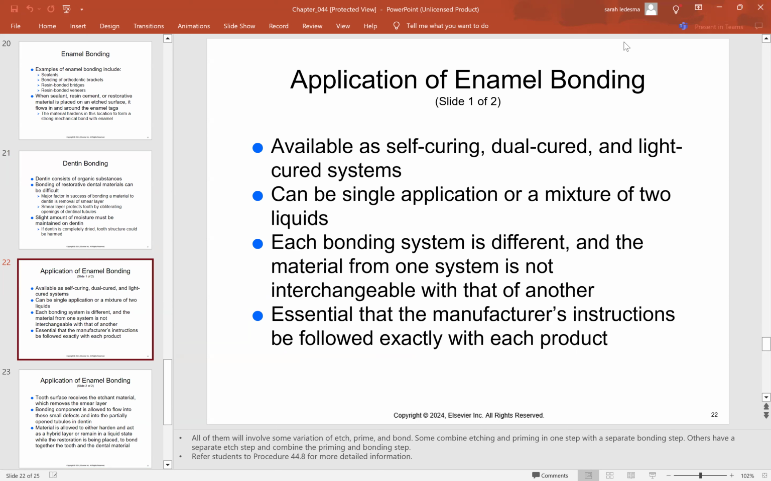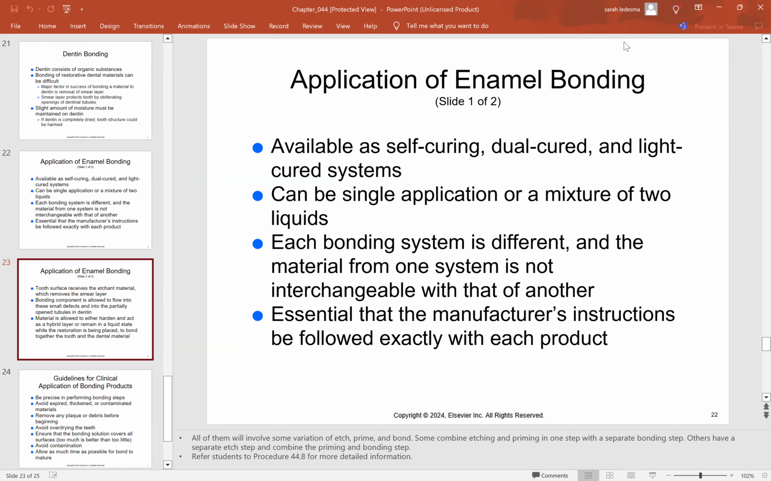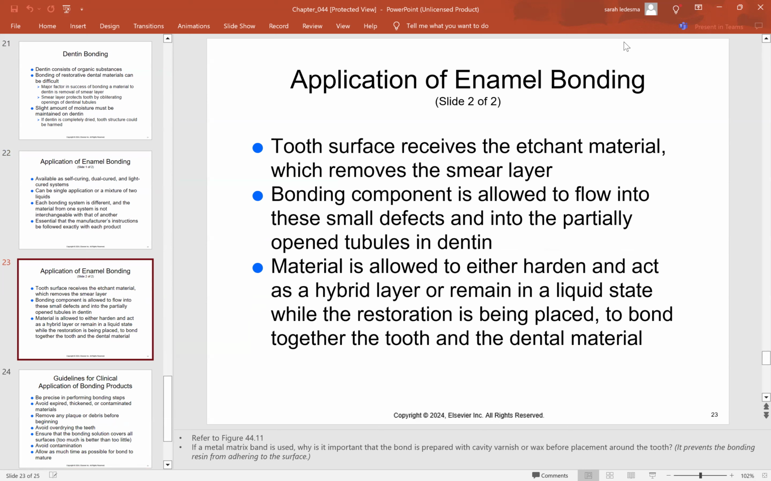Bond is available as self-curing, dual-cured, and light-cured. This can be a single application or a mixture of 2 liquids. Each bonding system is different, so it's important to look at the manufacturer's instructions. The tooth surface receives an etchant material, which is going to remove that smear layer and create those tags. Bonding component is allowed to flow into the small defects and into the partially open tubules. And then the material is allowed to either harden or act as a hybrid layer or remain in a liquid state while the restoration is being placed.